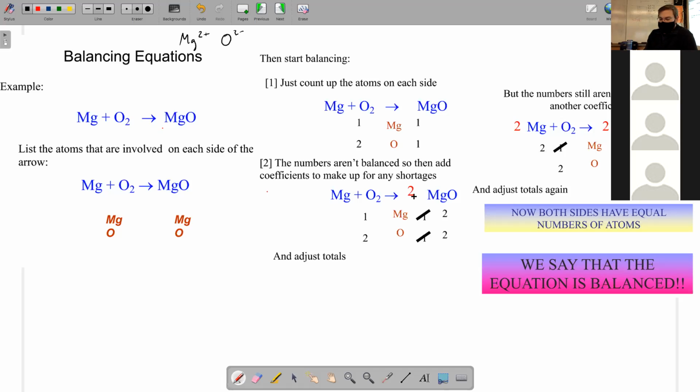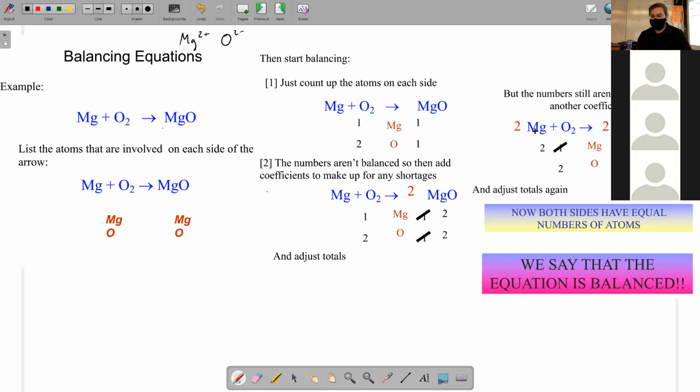So if I put a 2 in front of the MgO, now there's 2 magnesiums and 2 oxygens, and that unbalanced the magnesiums. To fix that, if you put a 2 in front of the magnesium, then now there are 2 of each on both sides. There's 2 magnesiums on the left and 2 in front of magnesium on the right. And on the left, there's 2 oxygens, and now 2 times 1 is 2 oxygens.